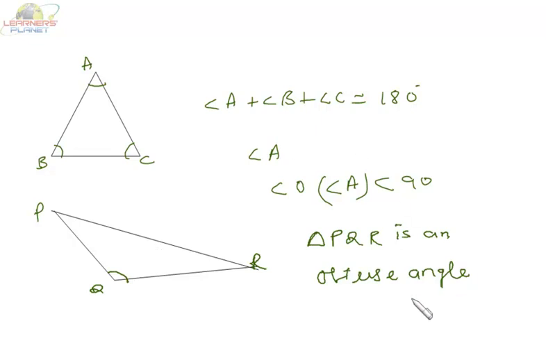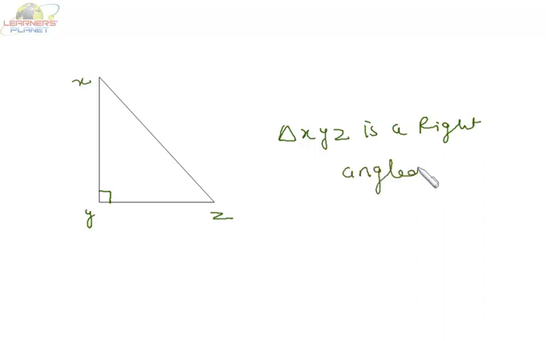Just see the diagram. In this case, suppose it is a triangle XYZ. We see this angle is of 90 degrees. So this triangle, triangle XYZ, is a right angle triangle. Okay, so exactly one angle will be of 90 degrees since the sum will remain 180 degrees. So more than one angle cannot be of 90 or more than 90.